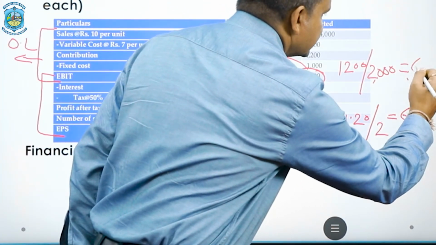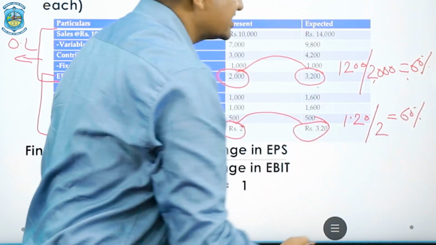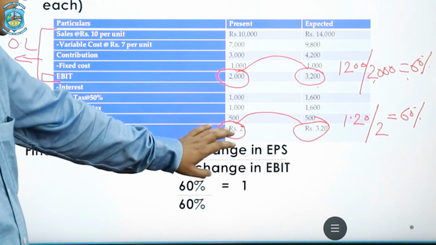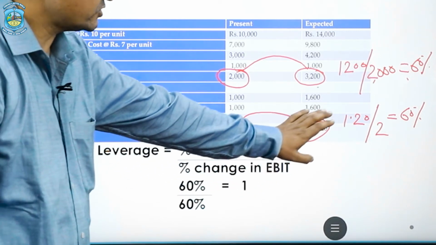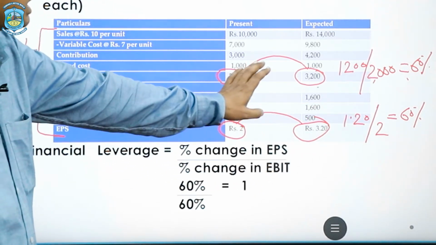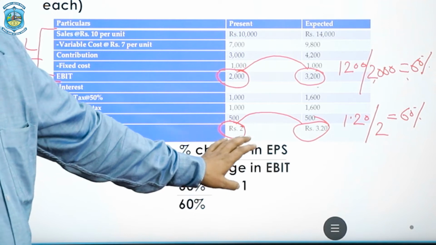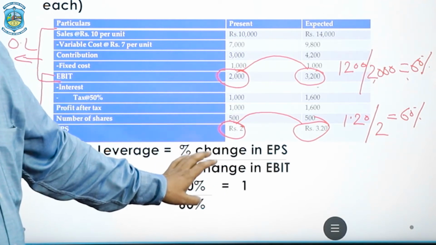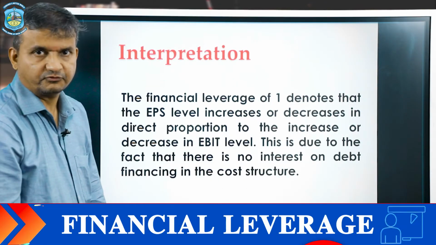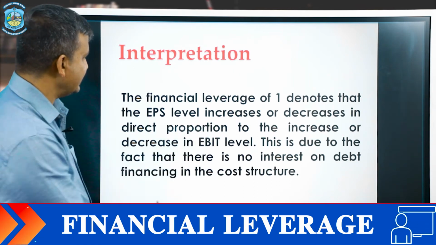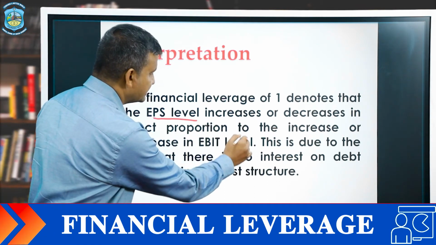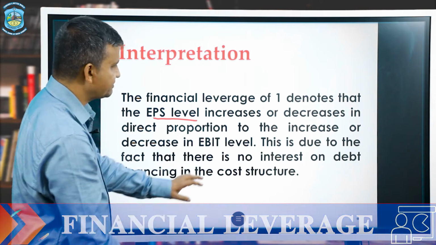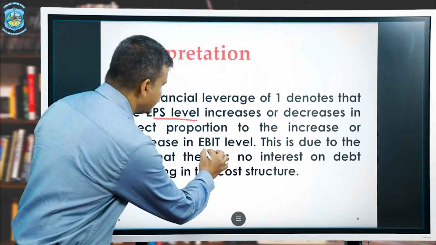So again, the increase is 60%. So you will see that percentage change in EPS is also 60%, and percentage change in EBIT is also 60%, which gives us a financial leverage of 1. Now the financial leverage of 1 denotes that EPS level increases or decreases in direct proportion to the increase or decrease in EBIT level.